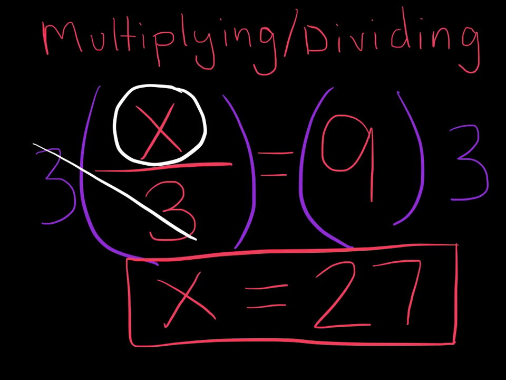And if I want to check my answer, I go back to the original equation, which was x divided by 3 is 9, and I know that 27 divided by 3 is 9. So this is how you would solve a one-step equation. Simply use the inverse operation.